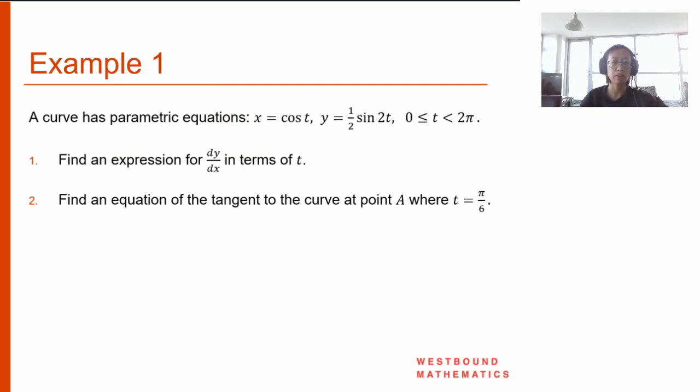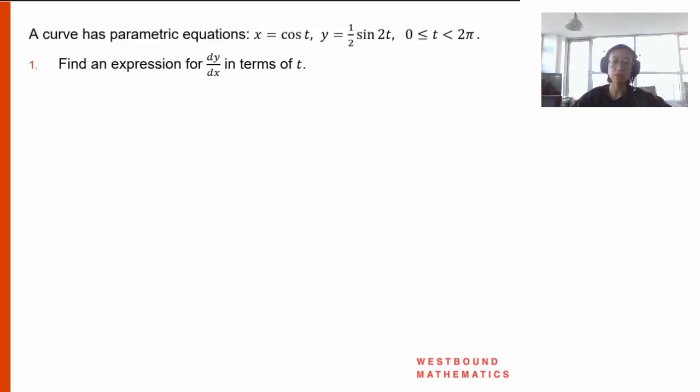Example 1 says that a curve has parametric equations x equals cos t, and y equals 1/2 sine 2t, whereby t is between 0 and 2 pi. Part 1 of the question says, find an expression for dy/dx in terms of t. Okay, so let's apply what we just saw. We can find dy/dx by connecting dy/dt and dx/dt. So dy/dx is equal to dy/dt divided by dx/dt.